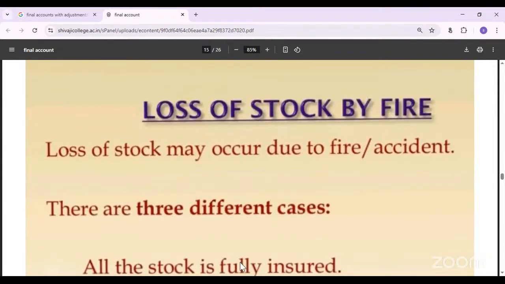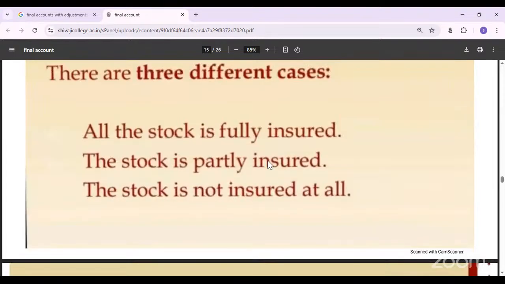Then we have something called loss of stock by fire. It is very obvious that when we are having godowns, there is a chance of stock lost with the fire accidents. Now in that situation, there are 3 different cases. All the stock is fully insured, and insurance paina depend ayi untundi. If the entire stock is insured, one kind of treatment. If partly insured, one kind of treatment. If nothing is insured, అంటే ఇన్సూరెన్సే లేదు, there is another kind of treatment.